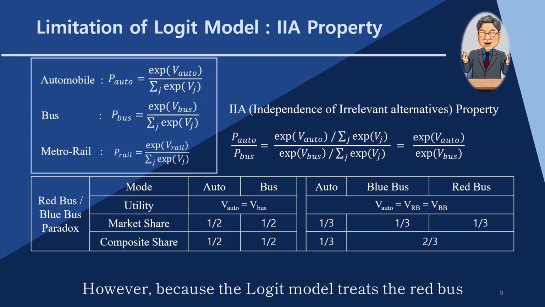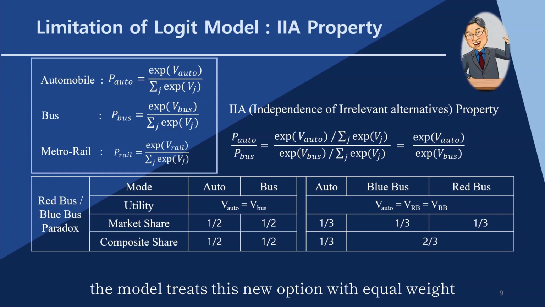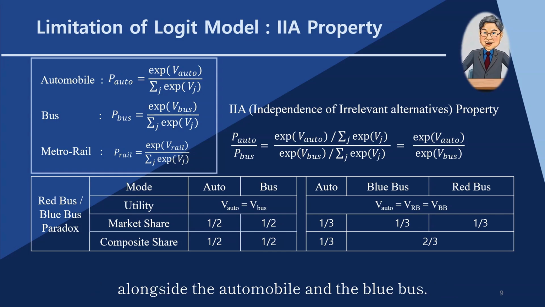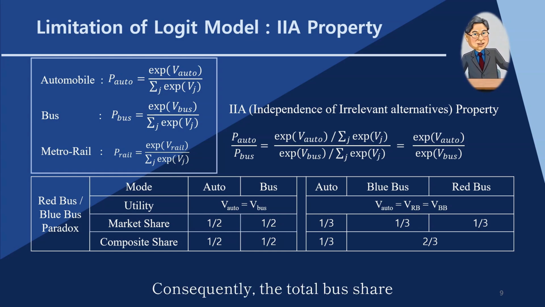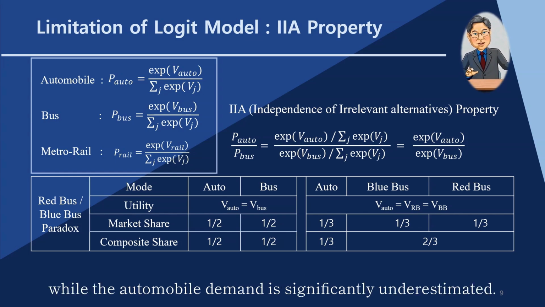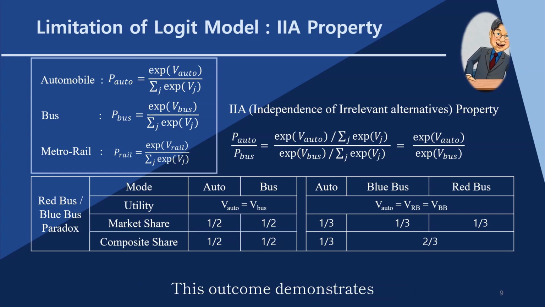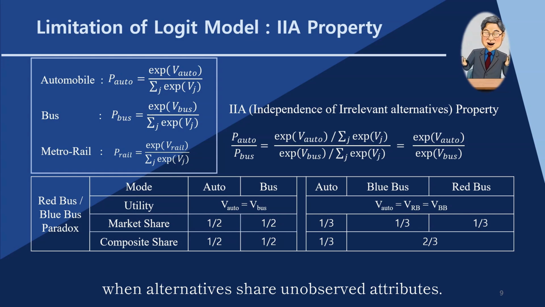However, because the Logit model treats the red bus as an independent third alternative, the model treats this new option with equal weight alongside the automobile and the blue bus. This results in each of the three modes capturing an equal 33.3% share. Consequently, the total bus share is unrealistically overestimated at 66.6%, while the automobile demand is significantly underestimated. This outcome demonstrates how the IIA assumption can lead to systematic distortion when alternatives share unobserved attributes.